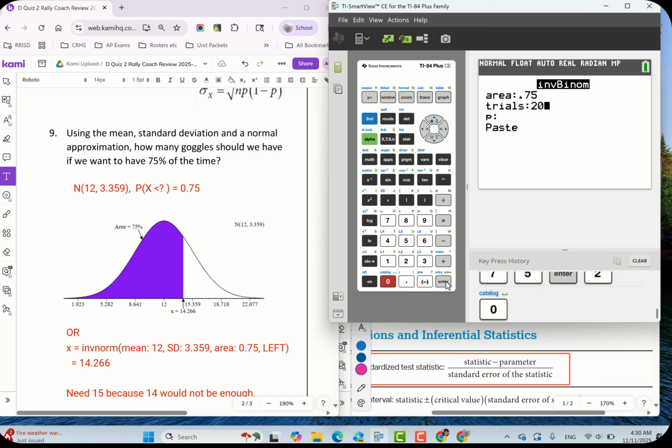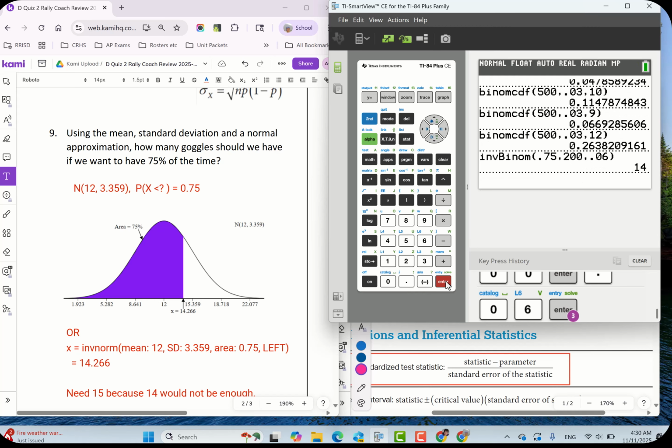It's 200. So this is going to give me an area of 75%. 14. Oh, that's nice. It gave me a nice rounded number. So it gave me 14 is the correct answer, which, oh wait, actually, that's not enough. That's not enough using a normal approximation. So, ooh, that's going to give me the wrong answer. Oh well, so we tried it.